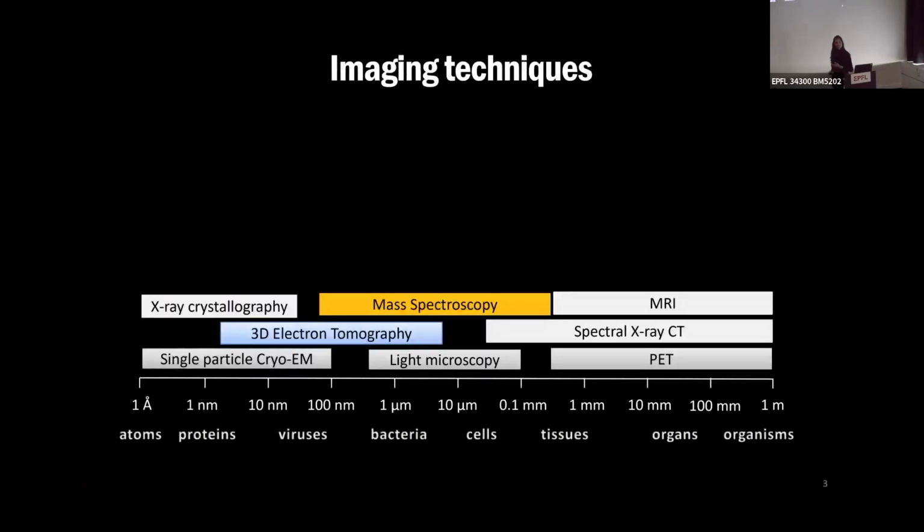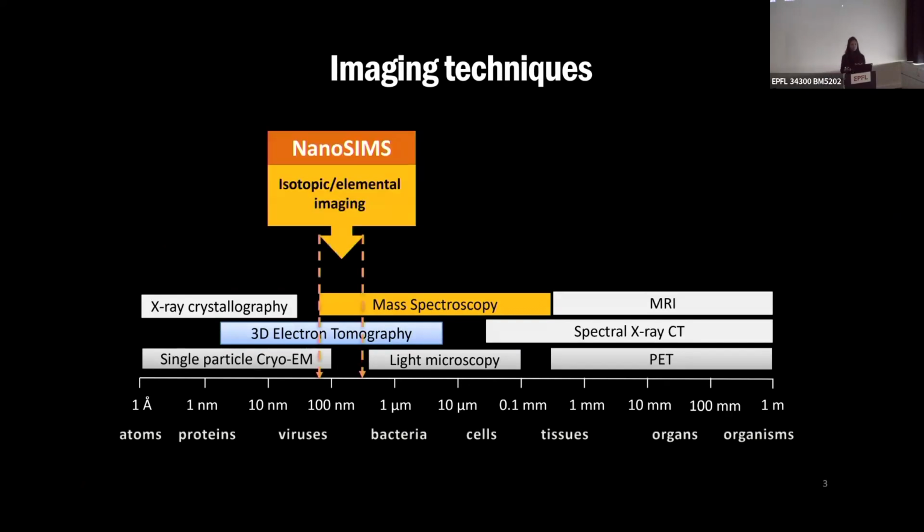So I think we have many imaging enthusiasts in the audience here. So I thought first I would place NanoSIMS imaging itself in the broad spectrum of imaging techniques that we have. I think many of these techniques must be familiar to some of you here. And so when you think about a biological question, NanoSIMS, for example, is an isotopic and elemental imaging technique, which works with a lateral resolution of about 100 nanometers up to about 300 nanometers.